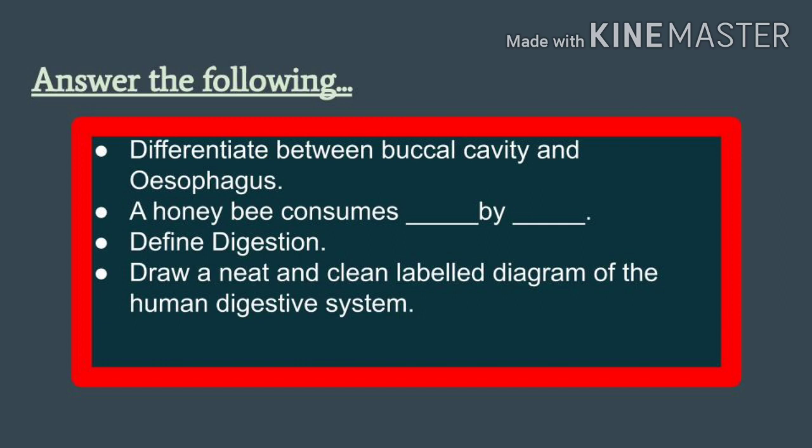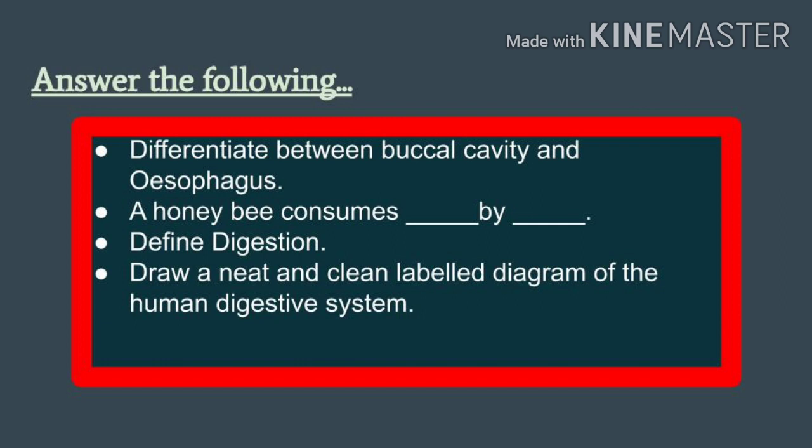Now the second question, the honeybee consumes dash by dash. So you have to write what food it consumes and how it consumes it. Okay, if you are listening closely in the video, you know the answer to this one. It's not there in the table at the starting, but I have said the answer somewhere in the video. So I hope you were listening closely.